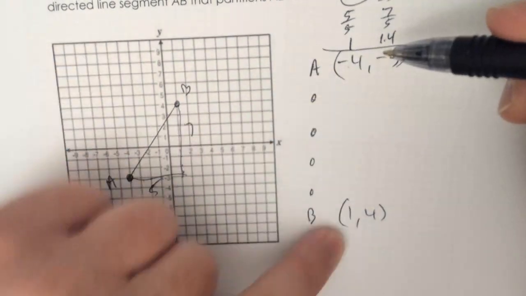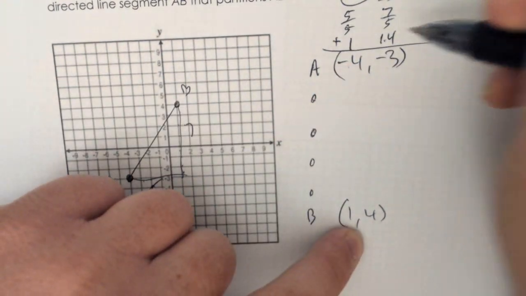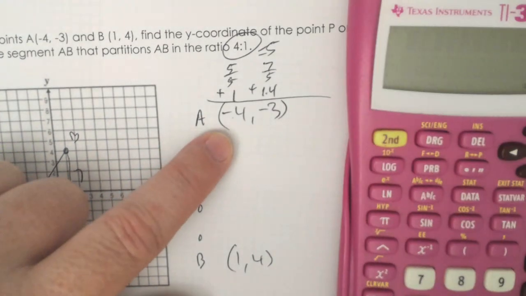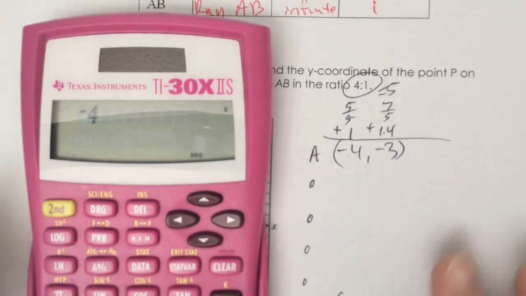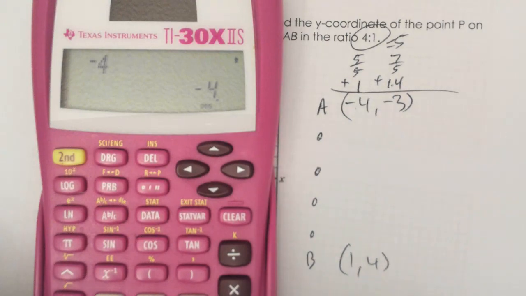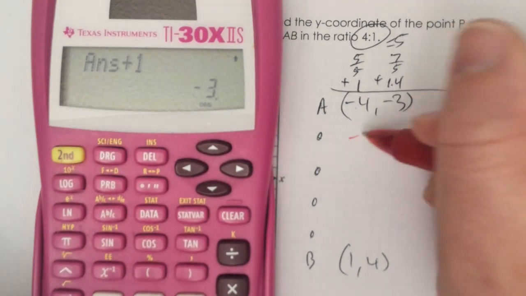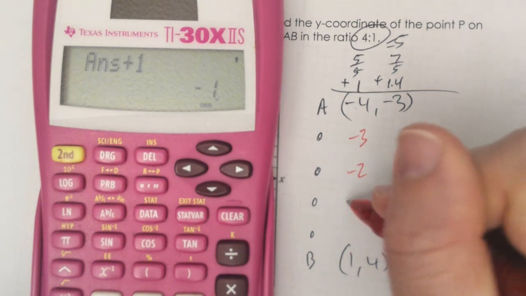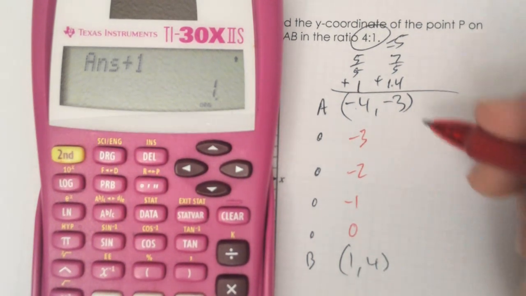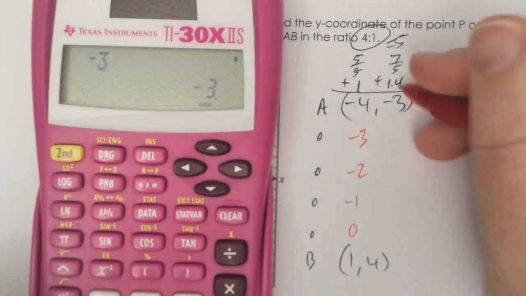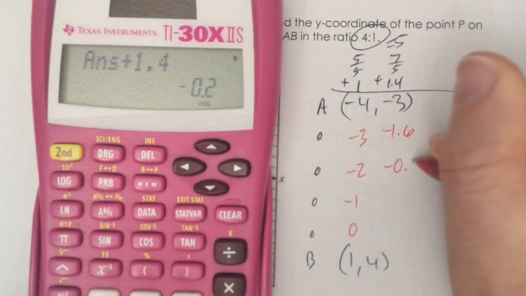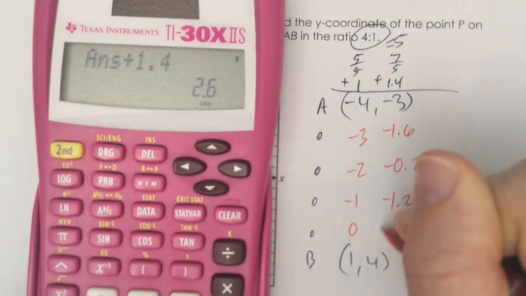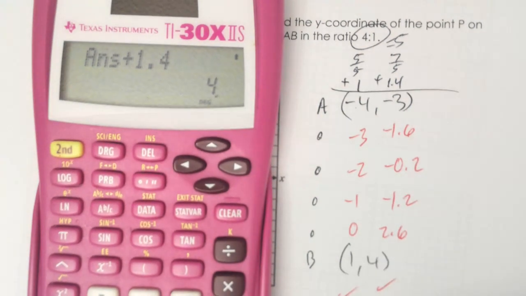Now, how do we get from -4 to 1? We're going to be adding. How do we get from -3 to 4? We're going to be adding. So now that you have this, you just take your calculator. We start at -4, and we're going to be adding 1. Add 1, get -3. Add 1, you get -2. Add 1, you get -1, 0, then 1. And then right here, -3, we're going to be adding 1.4. You get -1.6, -0.2, 1.2, 2.6, and we landed on 4. So both times we landed on the right spot.